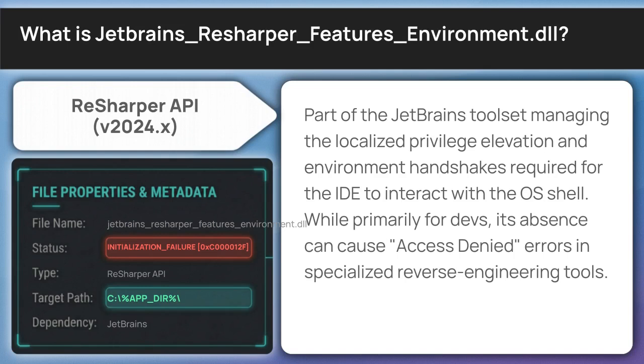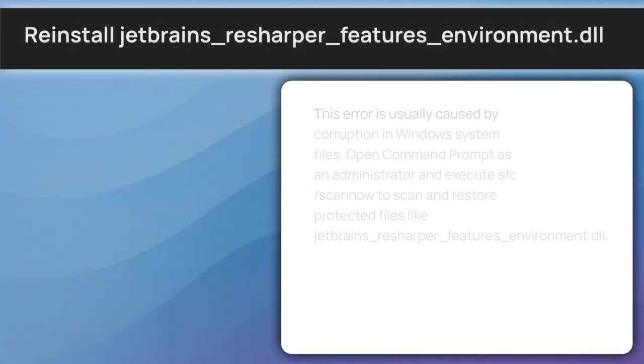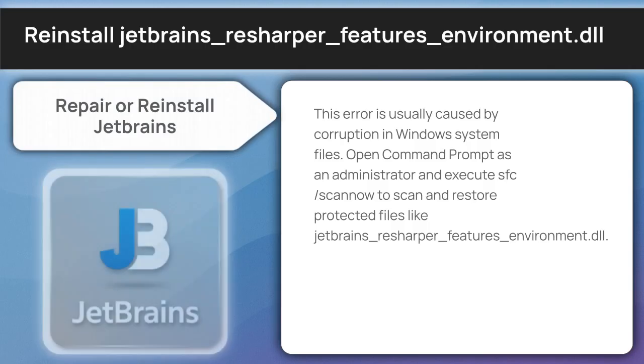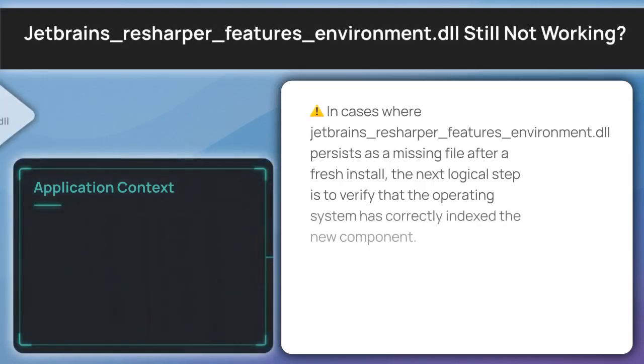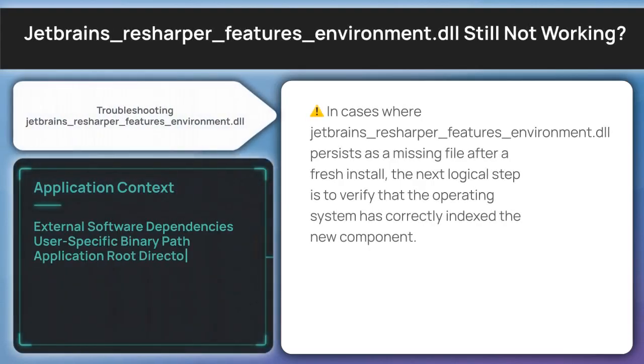Now let's dive into the solution, starting with a standard reinstallation. This error is usually caused by corruption in Windows system files. Open command prompt as an administrator and execute sfc /scannow to scan and restore protected files, like Jetbrains ReSharper Features Environment DLL. If that initial setup didn't clear the pop-up, let's examine the specific initialization sequence assigned to your application's directory.